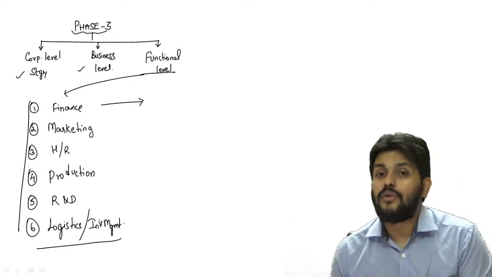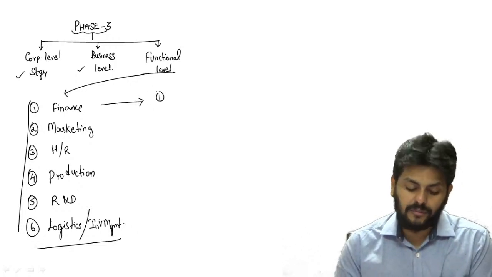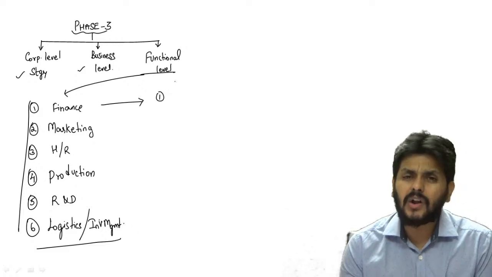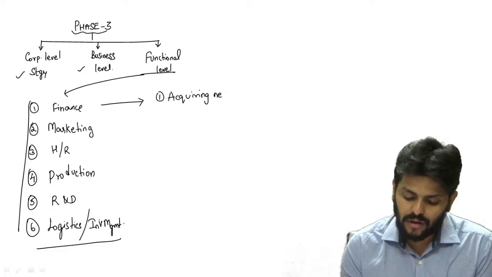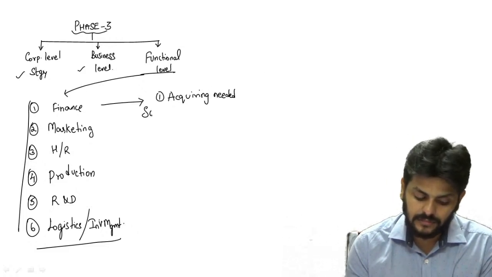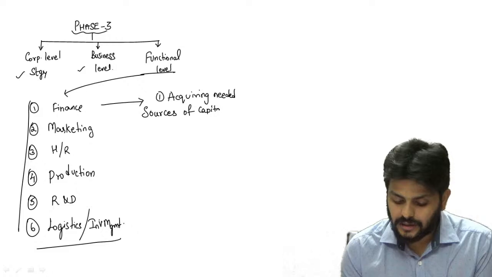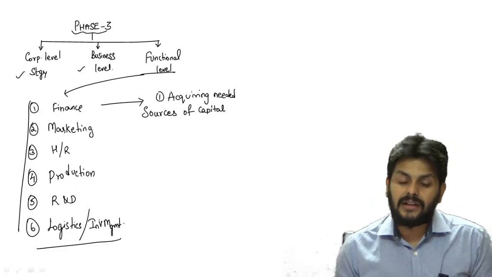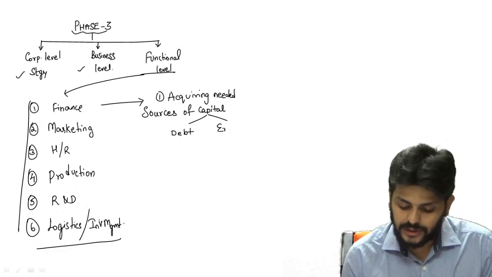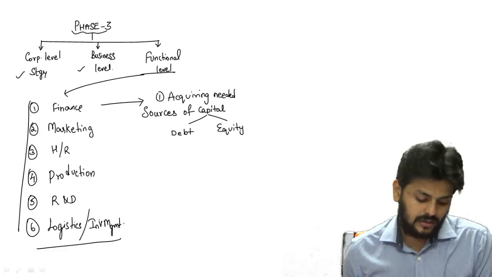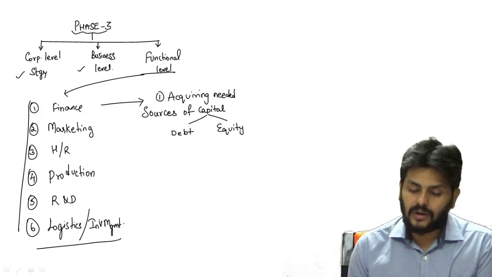For every business, as I told you, finance is considered to be the lifeblood of every business. So requirement number 1 from finance is acquiring the needed sources of capital. When you say you are acquiring the needed sources of capital, here you talk about two things: debt and equity.